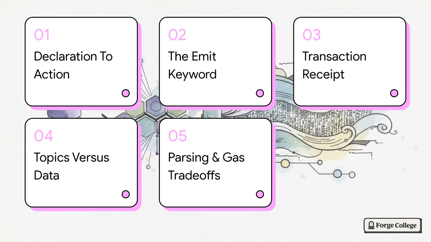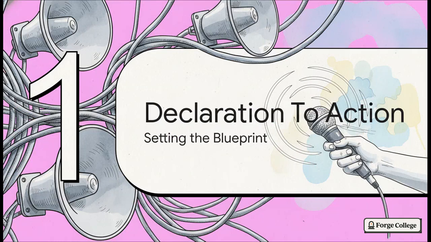So, here is our blueprint for today. We'll kick things off by moving from declaration to action. Then we'll look at the emit keyword, peek inside the transaction receipt, compare topics versus data, and finally wrap up with parsing and gas trade-offs. All right, part one, from declaration to action.